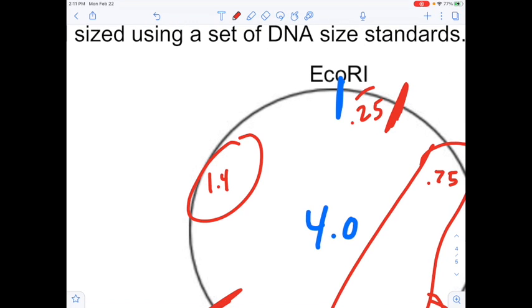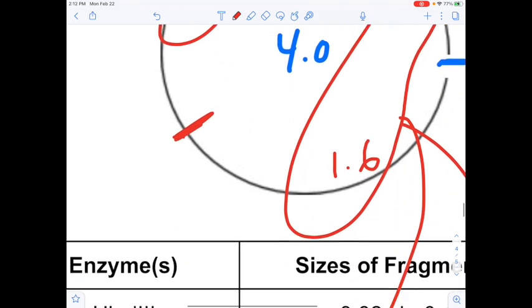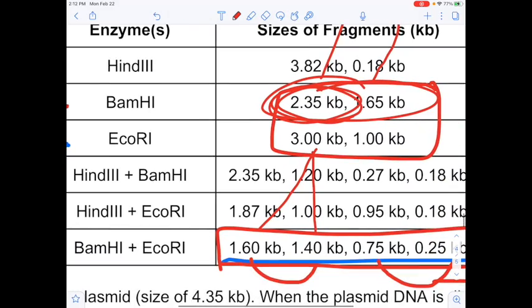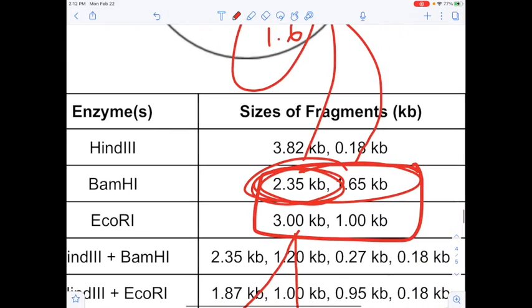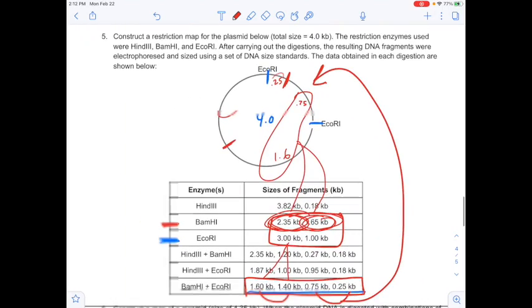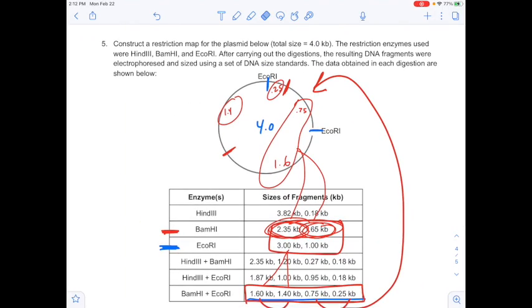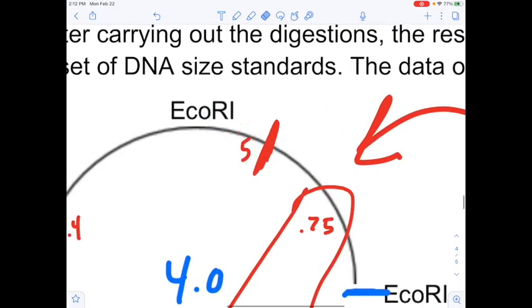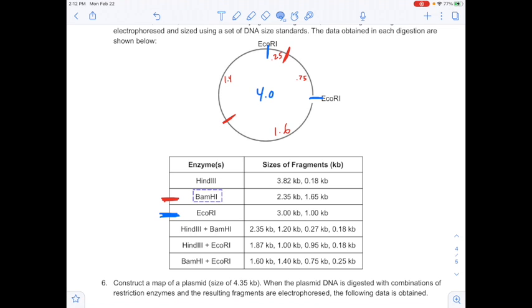does a 1.4 and a 0.25, 1.4, oops, 1.4 plus 0.25 equals 1.65. And that would be right here. So good. That's good. So far, so good. I'm going to erase my chicken scratches there a little bit. Those are the BamHIs.